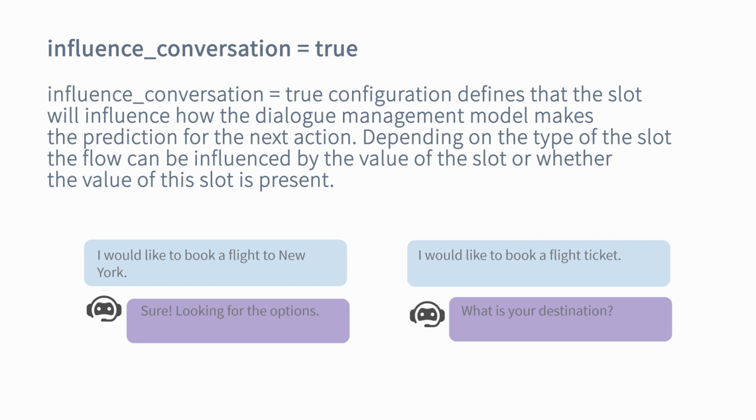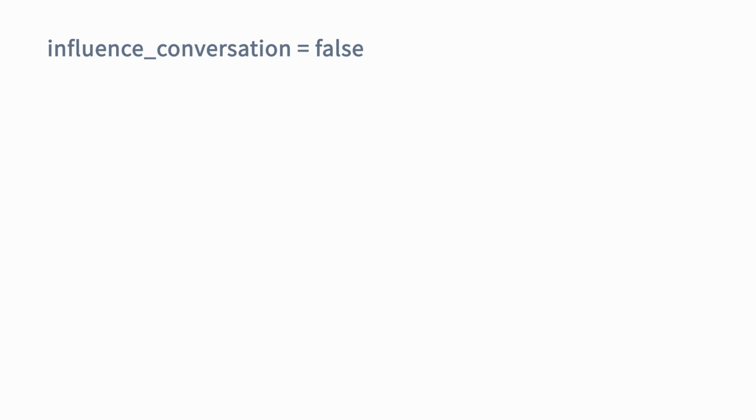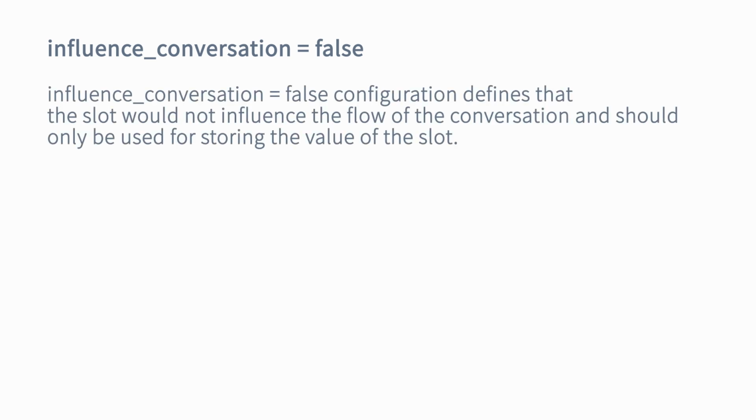A general rule of thumb that you should use is to configure your slots to not influence the conversation flow if you don't have a specific valid reason of why a specific slot should have an influence on how a dialogue management model makes predictions. And here I have another quick example of how the situation where the slot should not influence the flow of the conversation can be configured and where it should be used.